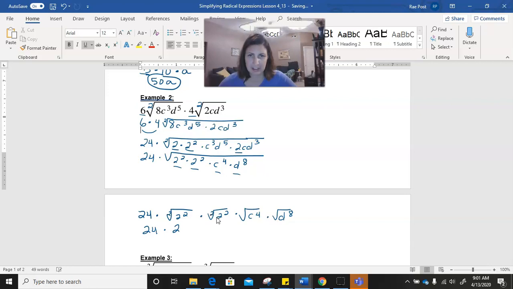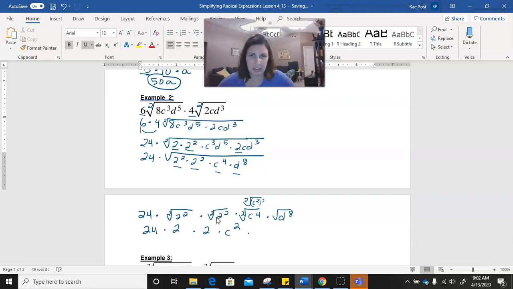This is also a power 2. So this also becomes a 2. Remember, this is also a power 2. Remember, you can also write that like c squared squared. So that now becomes c squared.